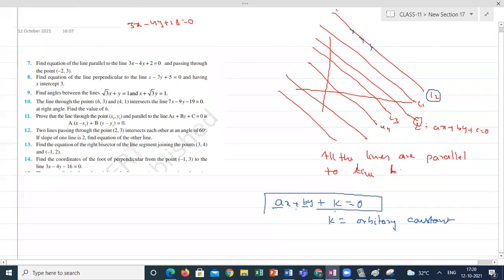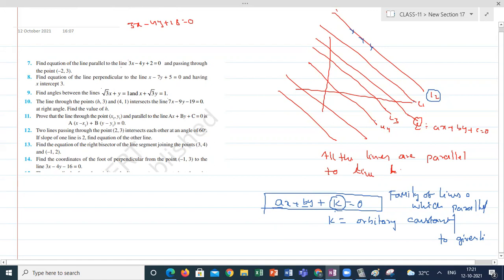So this equation is representing a family of lines parallel to the given line. So this k is called an arbitrary constant. The k will depend upon the situation. It might be different for different lines.